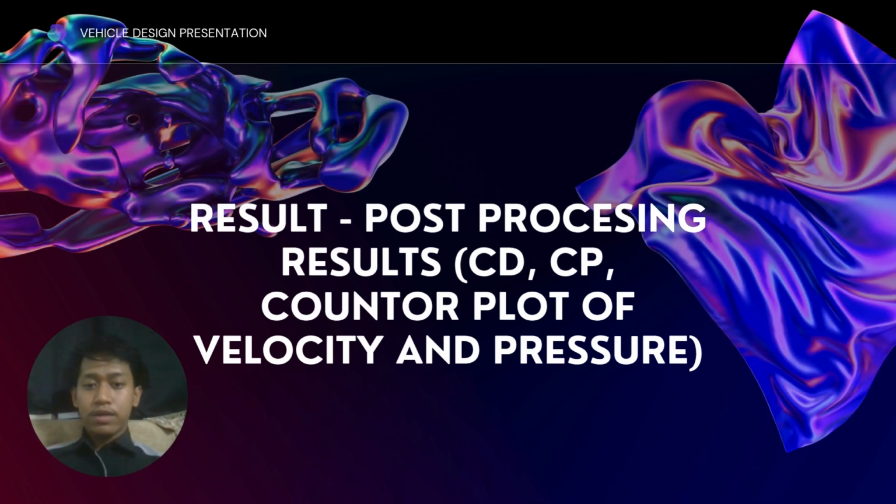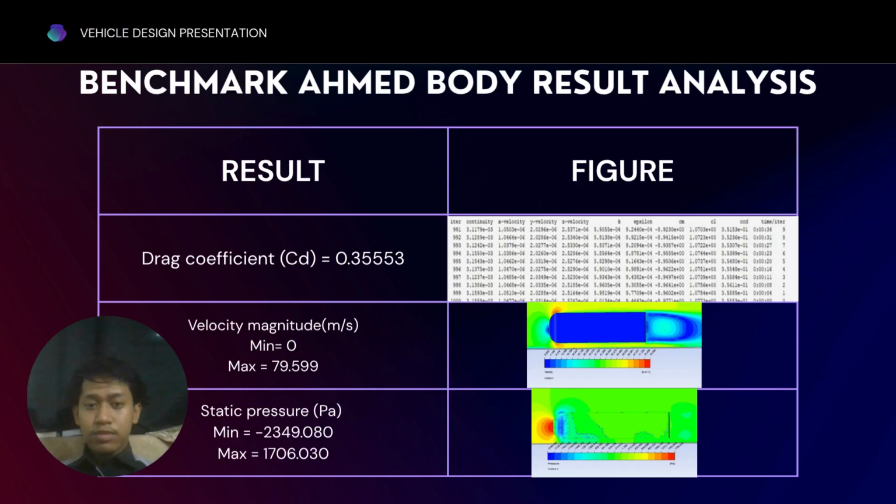Next, we go to the result, which is the post-processing result of the CD, CP, and contour plot of velocity and pressure. As we can see, the first result is the benchmark, which is the unmodified Ahmed body. We get a drag coefficient of 0.35553, and the velocity magnitude is 79.599 meters per second, and it has a static pressure minimum of negative 2349.080, and its maximum.